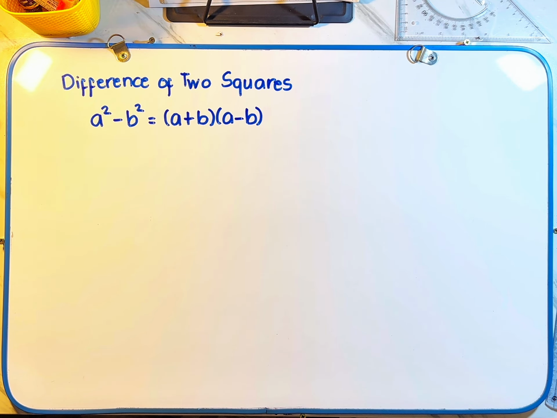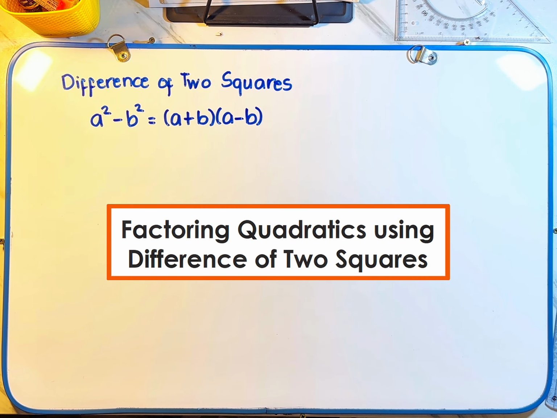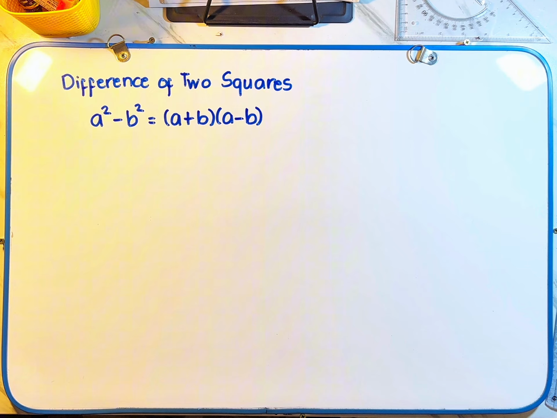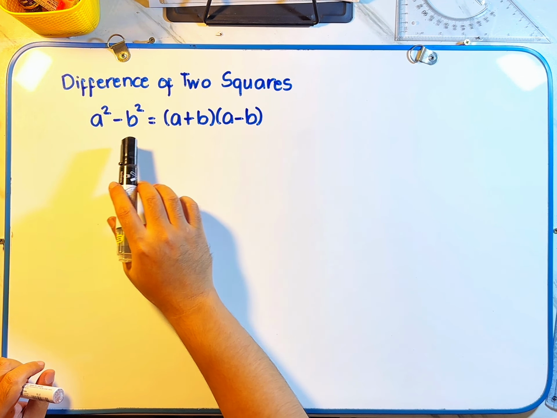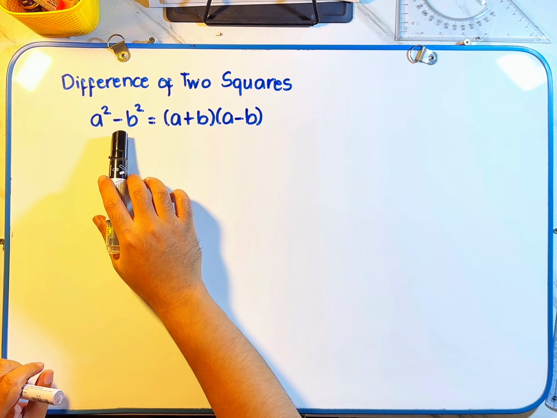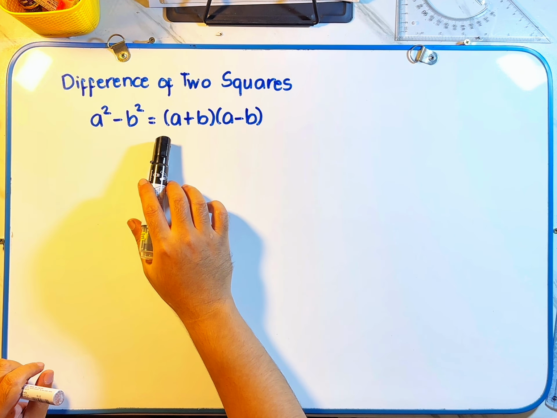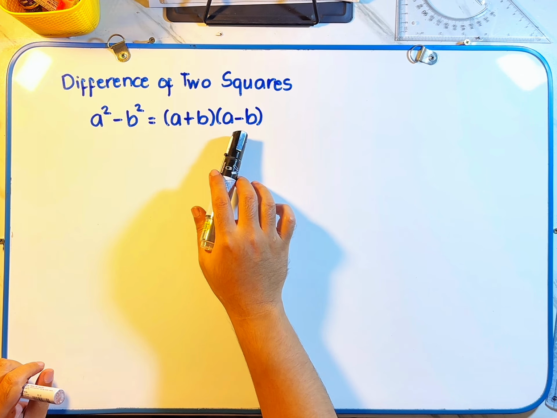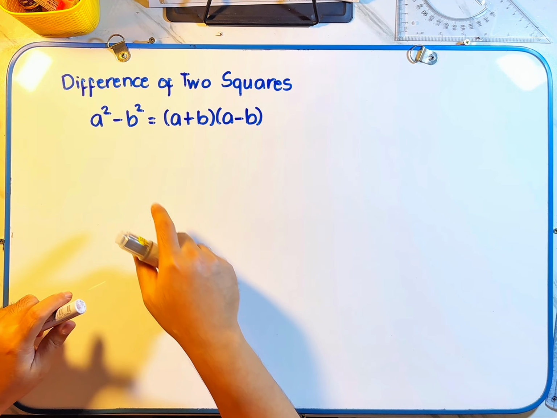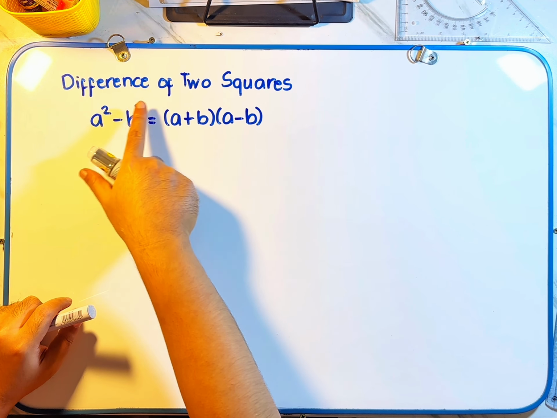Hello, in this video let us discuss factoring quadratics using difference of two squares. The formula of difference of two squares is this: a squared minus b squared, and the factored form is a plus b times a minus b. Okay? By the title of the subject, difference of two squares.